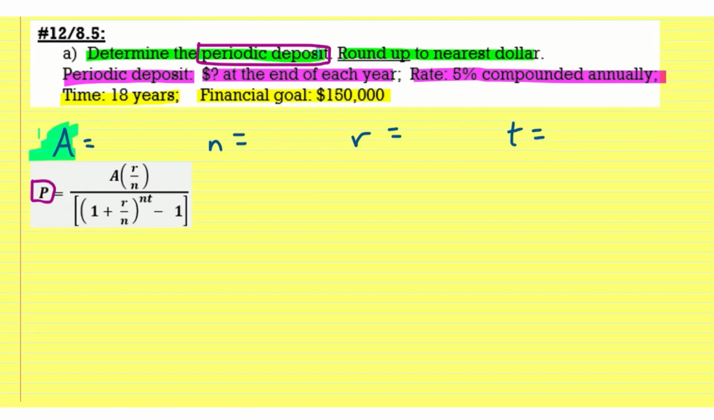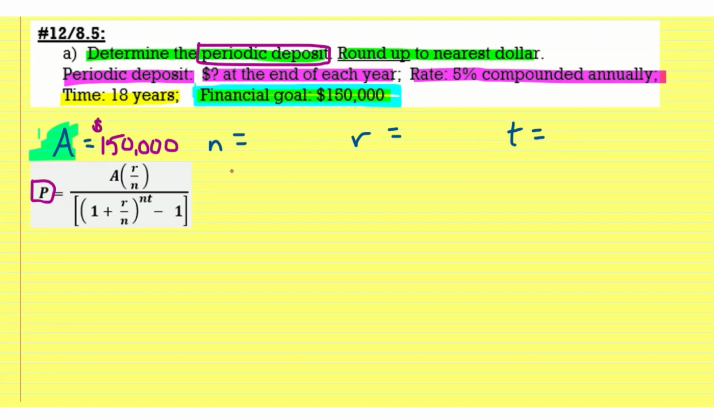And in this one, it tells us that our financial goal is 150,000. So 150,000 is what we want the accumulated value of our annuity to be in the future. Our financial goal is the A number. So let's go ahead and plug that in. The A, the accumulated value that we want in the future, is going to be the 150,000.